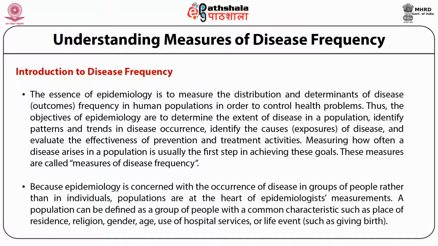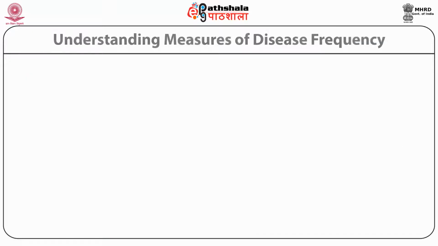Because epidemiology is concerned with the occurrence of disease in groups of people rather than in individuals, populations are at the heart of epidemiology measurements. A population can be defined as a group of people with a common characteristic such as place of residence, religion, gender, age, use of hospital services, or life events such as giving birth.